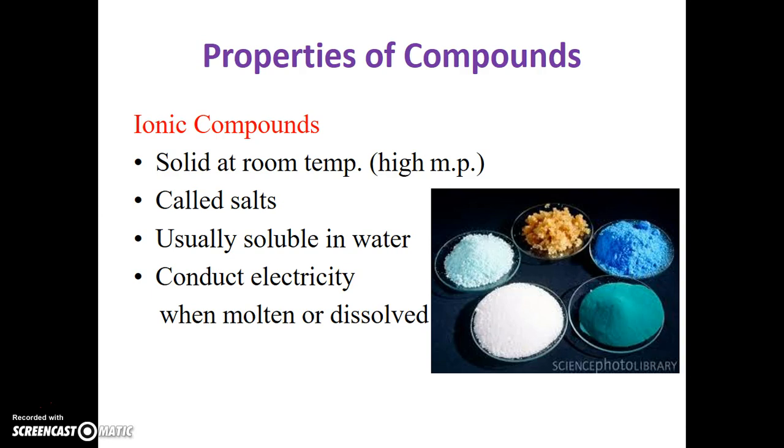When we do have ionic compounds, the properties they will tend to have in common: they will be solid at room temperature. Ionic compounds have very high melting points. Ionic compounds are all called salts. Okay, so again, sodium chloride is table salt, but it is one of thousands of salts.